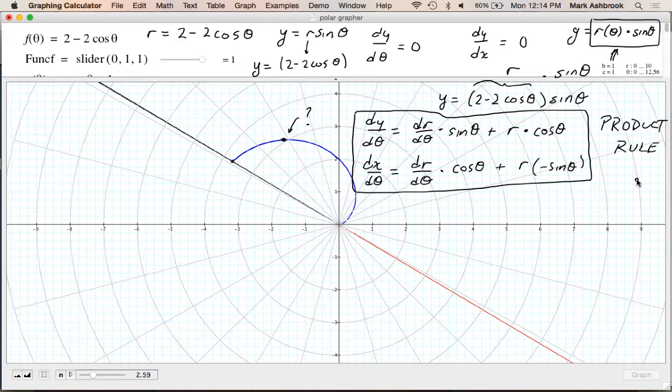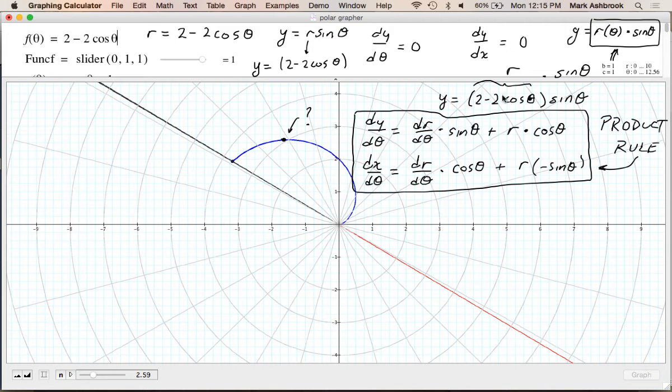Do you follow where those come from? Y equals r sine theta. You need the product rule then. X equals r cosine theta. Here's the product rule on r cosine theta. Okay, so what about our particular example?